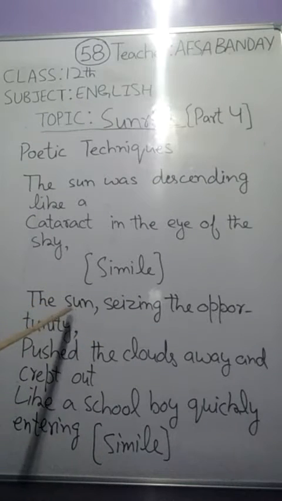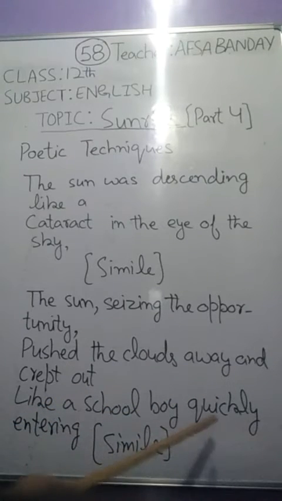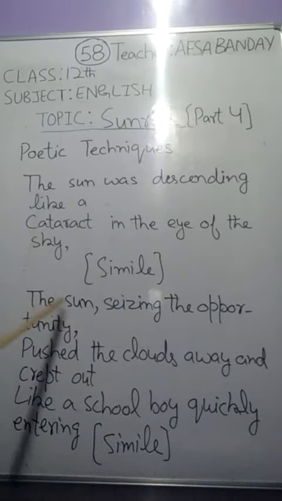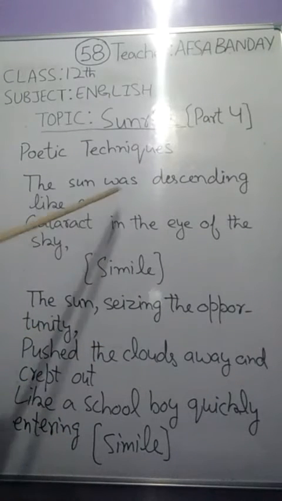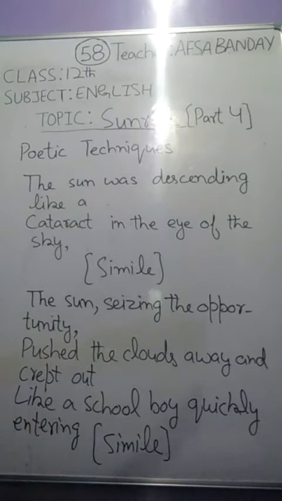Next, the sun, seizing the opportunity, pushed the clouds away and crept out like a schoolboy, quickly entering. Again, the sun has been compared with a schoolboy. A direct comparison has been made. And what is the similarity? On what basis has the sun been compared with a schoolboy? The sun also comes late because we are told in the initial line of the poem the sun was descending, so it was noon time or afternoon time, so the sun came late.